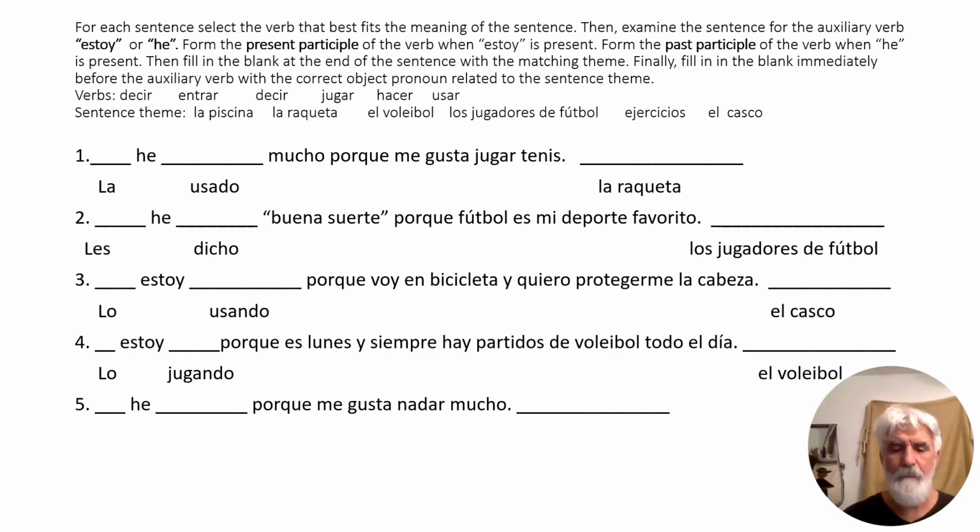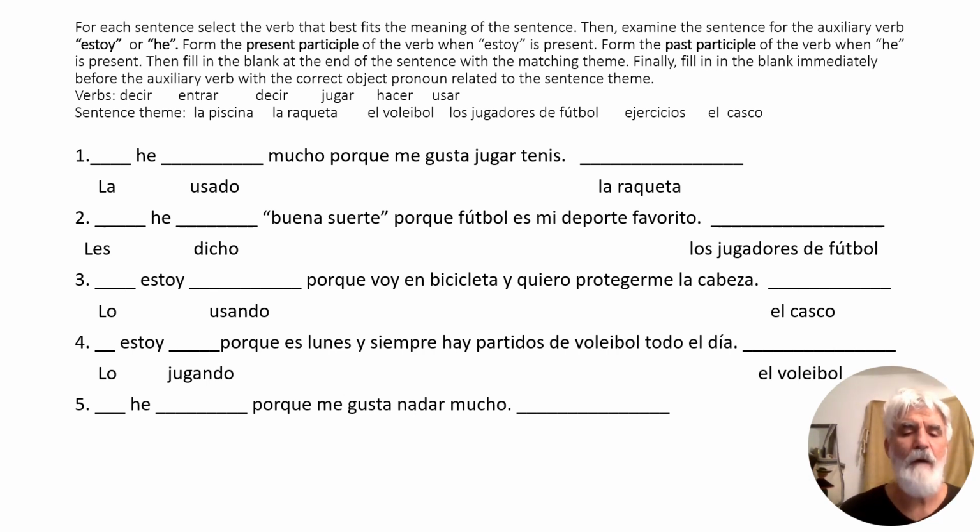Again, what was the theme and what is the object? In the sentence, it's el voleibol. And finally, let's look at the last question. Just by process of elimination, I think we can get this correct. In 5, we have A, and then we want to put in our verb.